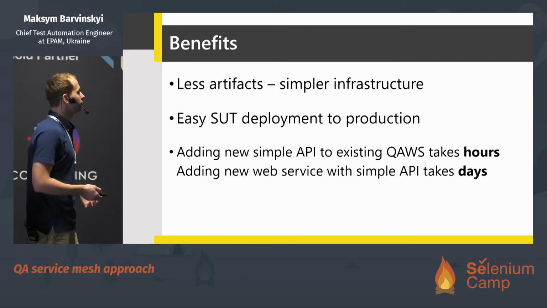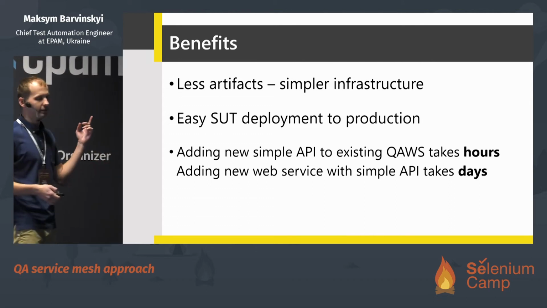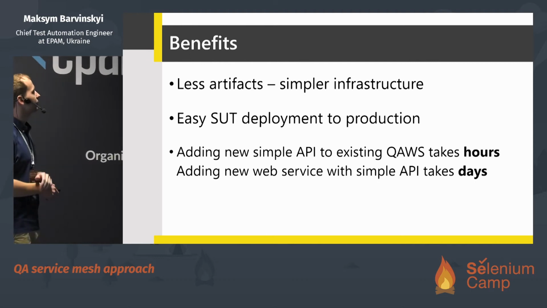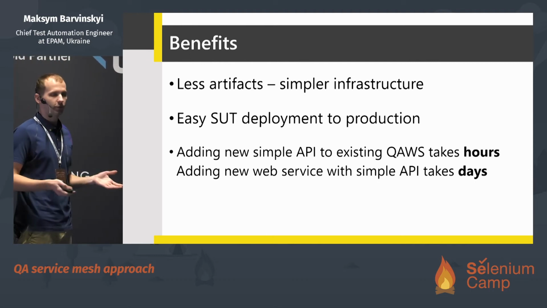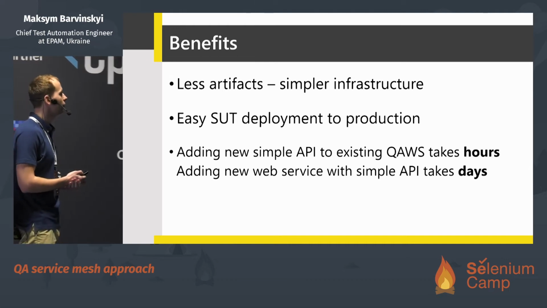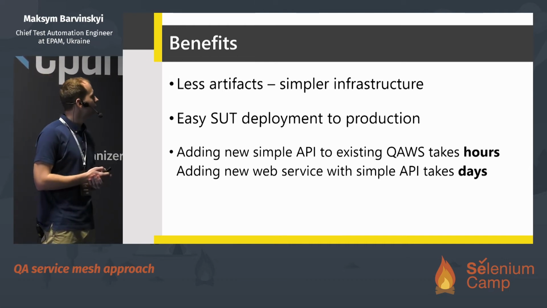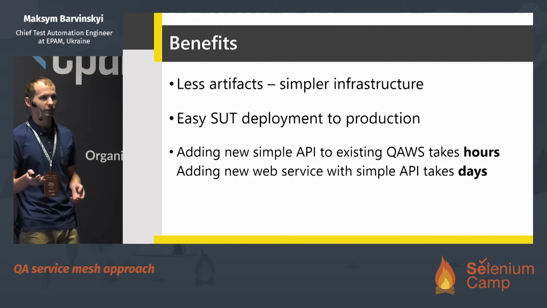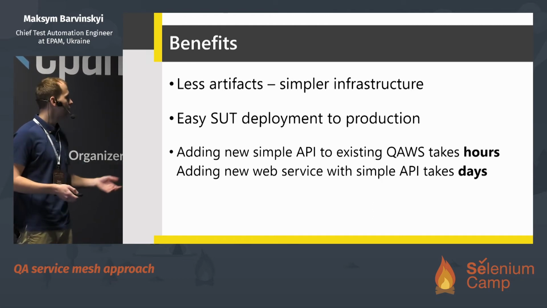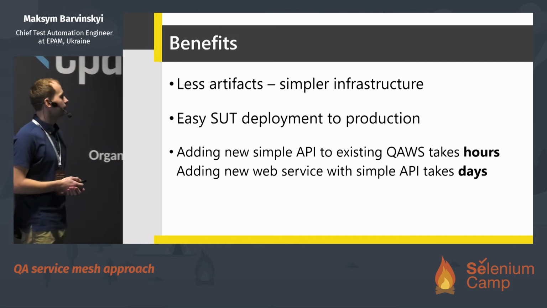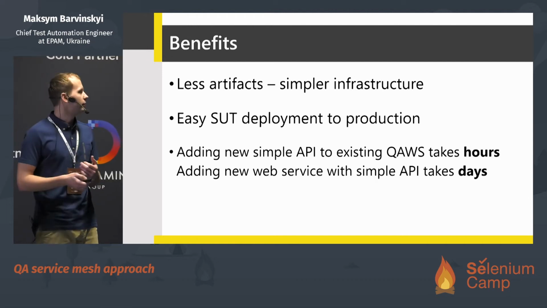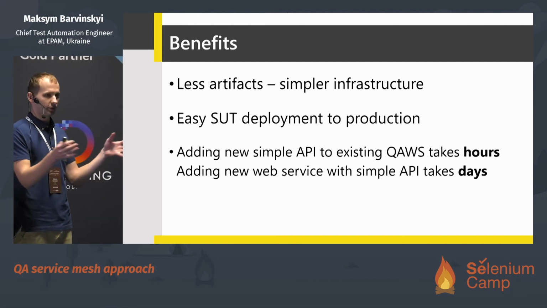And what are the benefits here? You have fewer artifacts and simpler infrastructure. You get easier deployment to production because you just don't deploy your QA web service there and everything works. You didn't modify any of your application. And also, when we're talking about adding something, these are the benefits of combining, right?